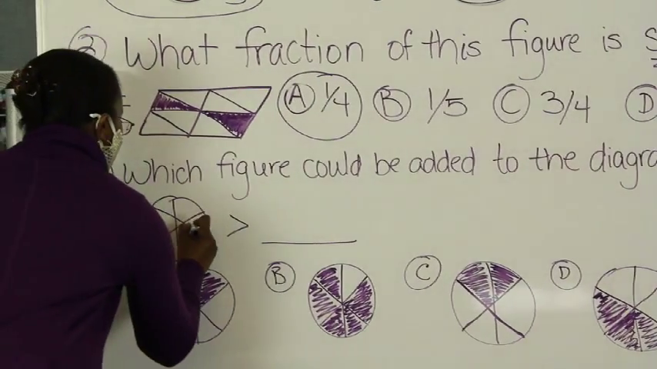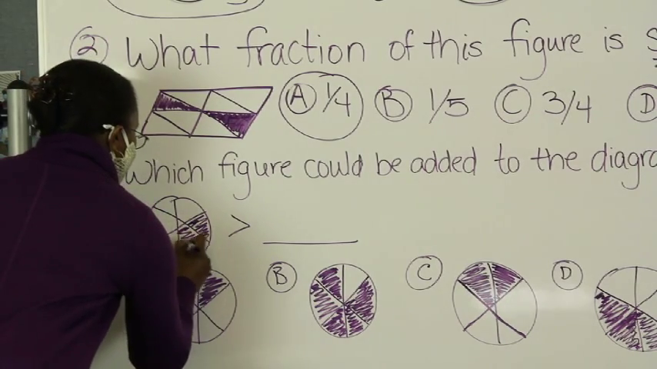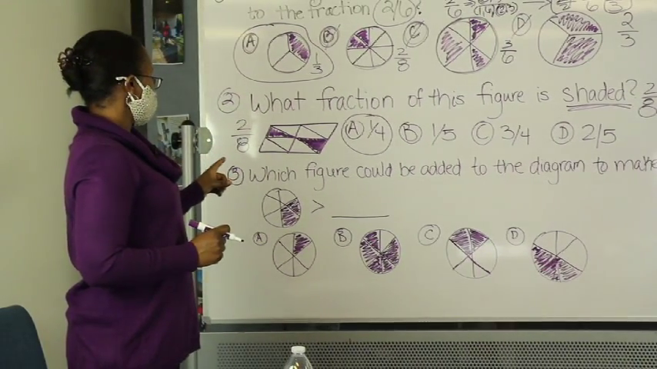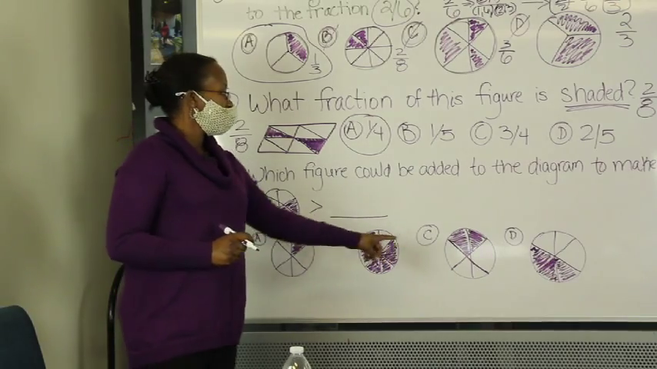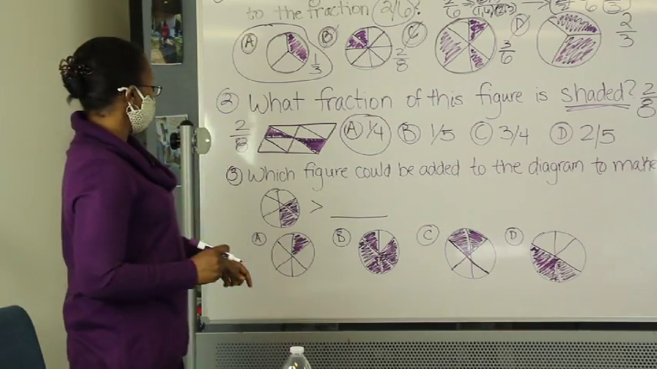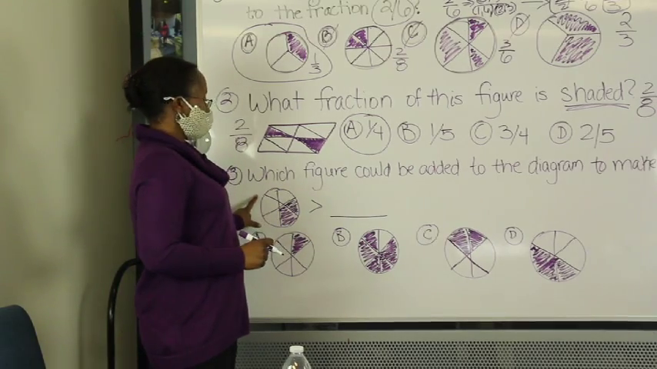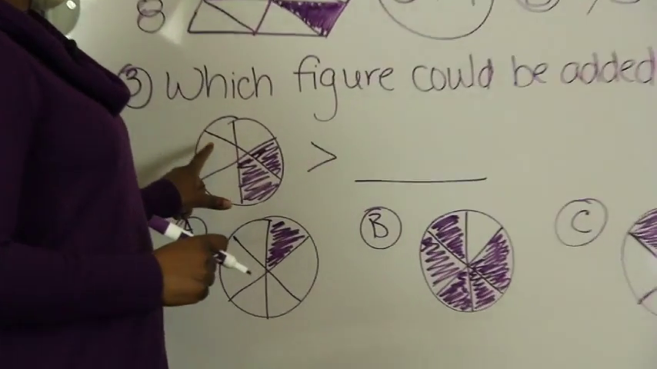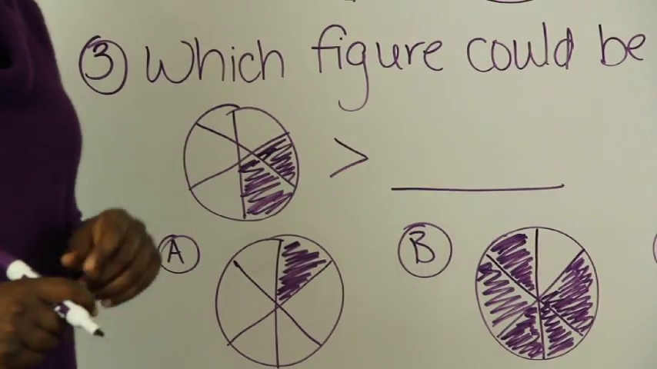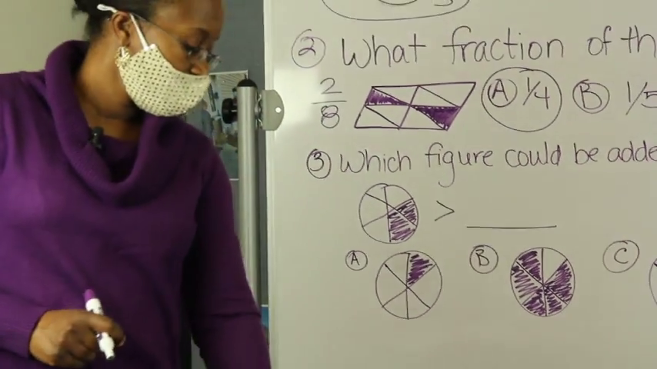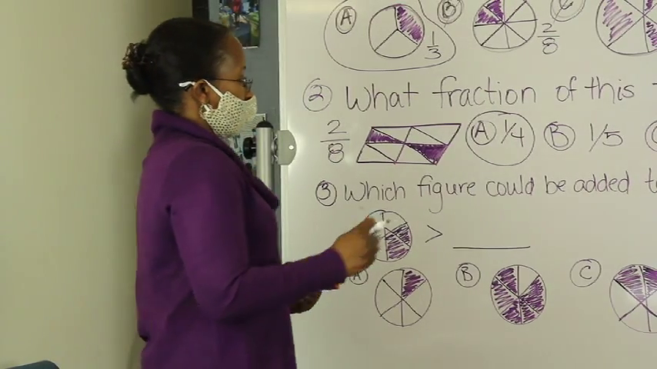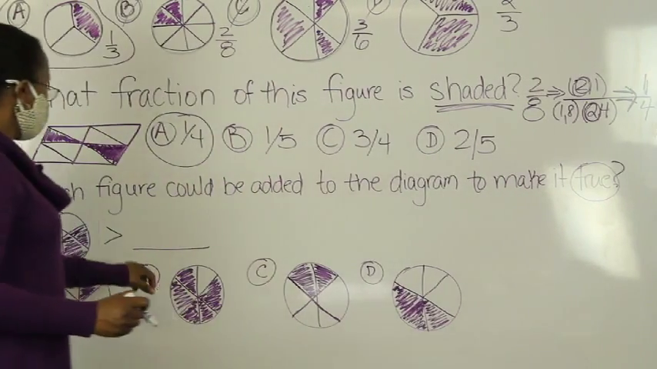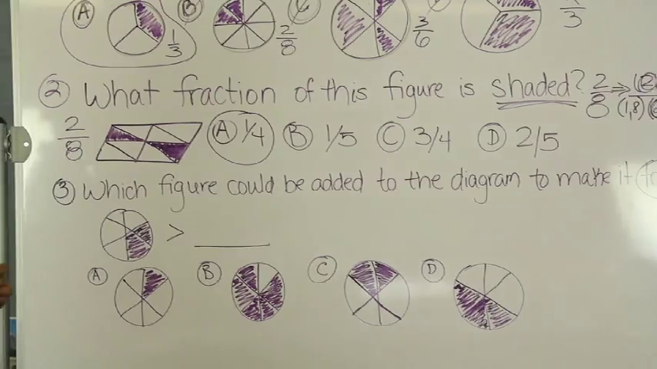Number 3, which figure could be added to the diagram to make it true? So you're going to need to figure out which one of these at the bottom is actually going to be less than this one, this particular diagram here, because this is saying that this side is greater. All right. So how I would start this, but there's several ways you can do it. You could always, if you wanted to circle true, to let you know that you want the one that makes this true. If you feel like you need to do that, you could do that.